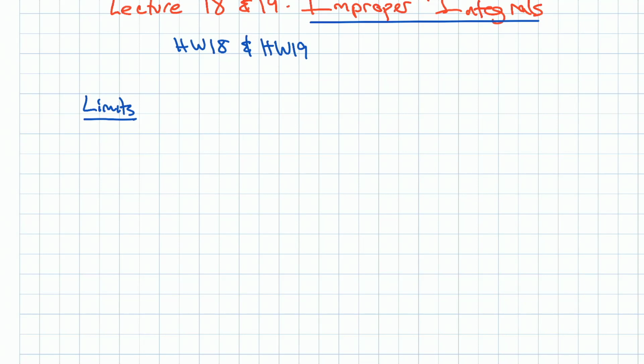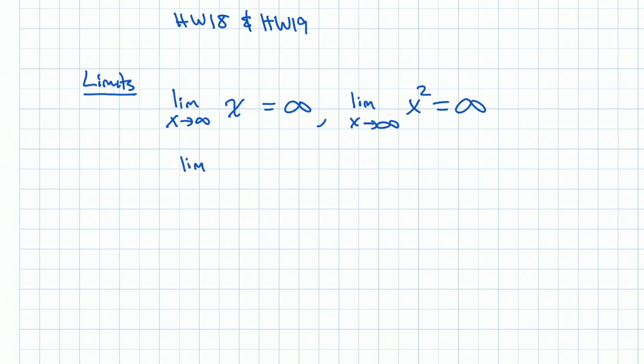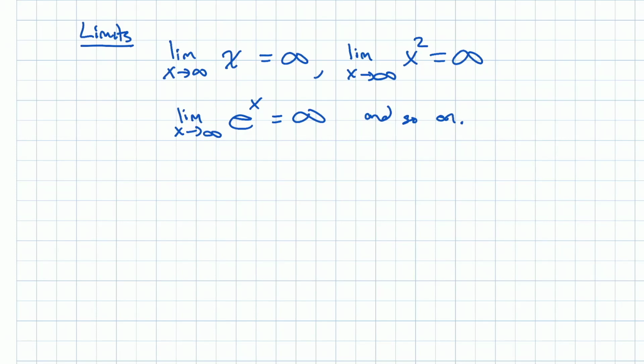Okay, so the basic idea that you're going to need to know is that if you take the limit as x goes to infinity of something like this, x, of course that limit's going to be infinity, right? And there are a lot of functions like that, like the limit as x goes to infinity of x squared. Of course that's going to be infinity. The limit as x goes to infinity of e to the x, that's going to be infinity, and so on, right? So that's not a problem.